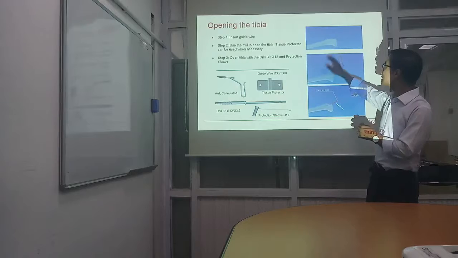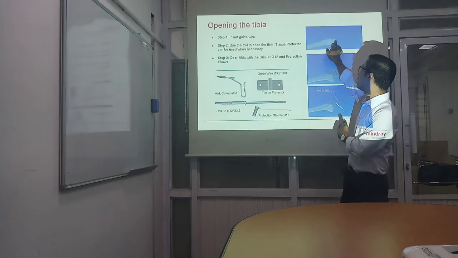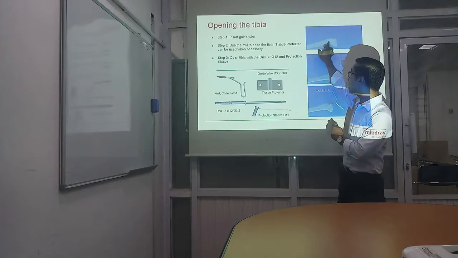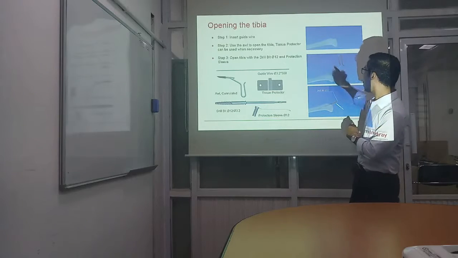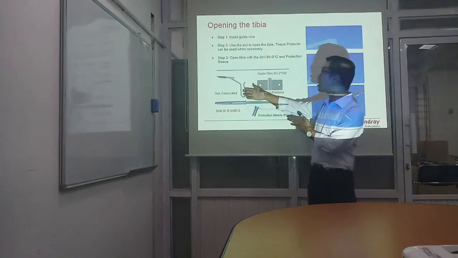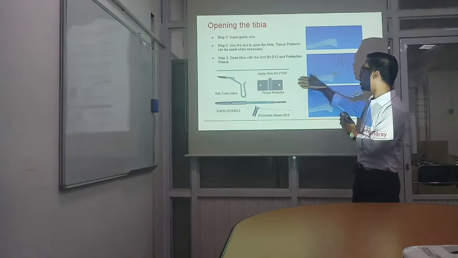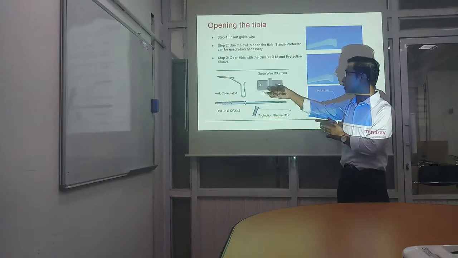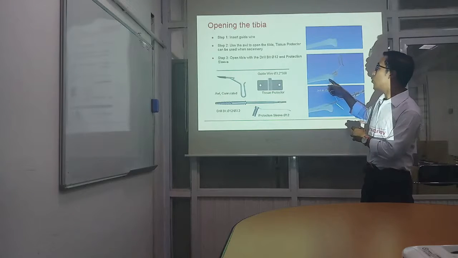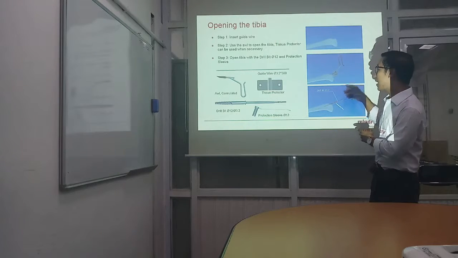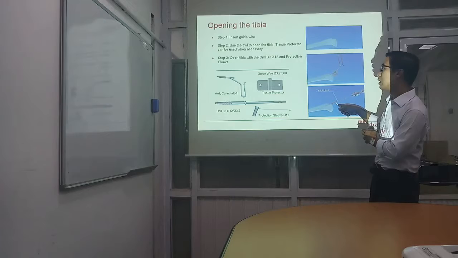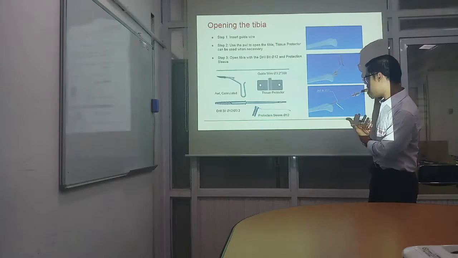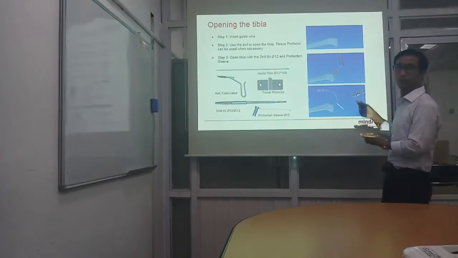Firstly, insert the guide wire into the tibia bone and use the awl. This is the awl to open the tibia, with a tissue protector which can be used when necessary. Step 3. Open the tibia with the drill bit 12 and protection sleeve, and use the drill.